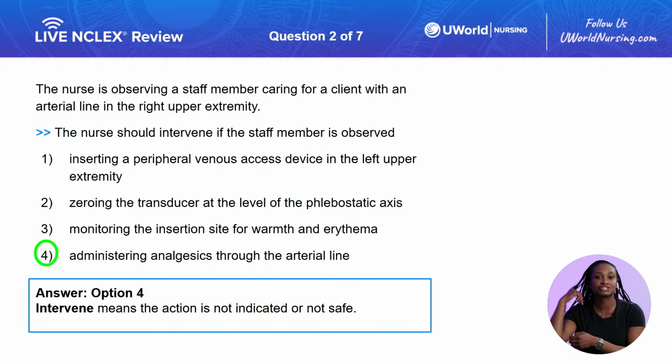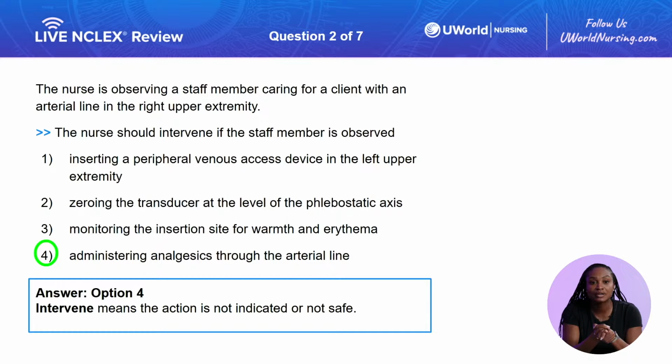Option 2, zeroing the transducer at the level of the phlebostatic axis. This is very important, and the main thing to remember is after you reposition the client, that transducer is what's interpreting the waveform of the blood pressure and giving us that reading. The phlebostatic axis is in the axillary area at the fourth intercostal space. If it's a little too high or too low, it can give us false readings. So it needs to be zeroed every single time that you reposition the client or pull them up in the bed so we can get accurate information.